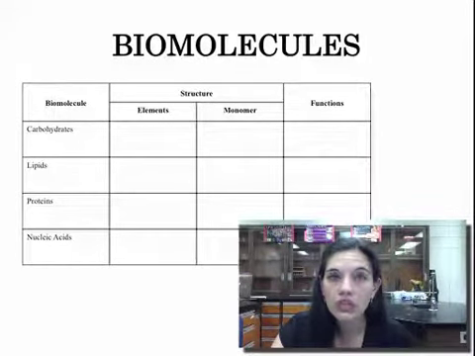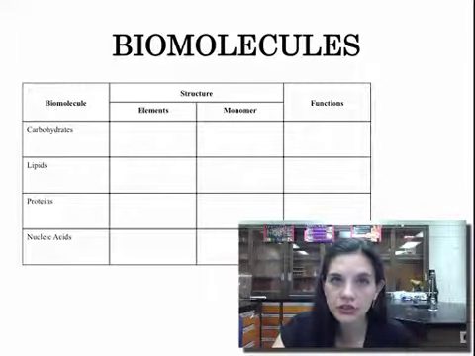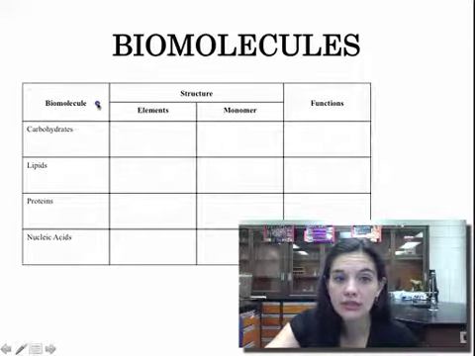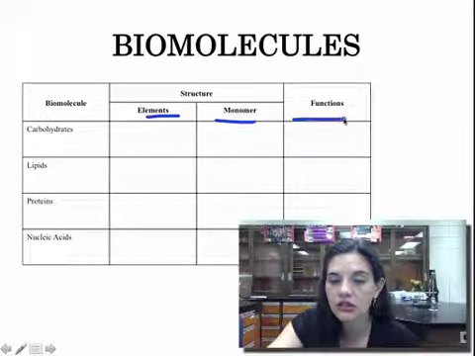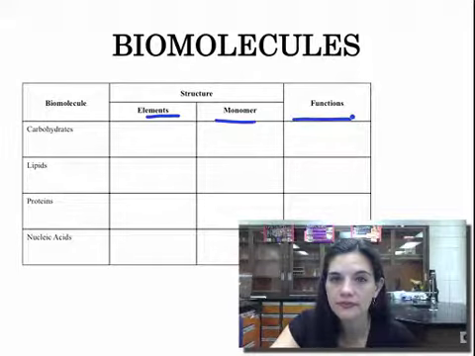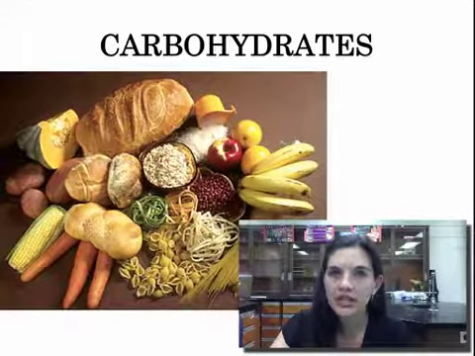As we go over each group, be sure to fill in the chart in your student guide. Make sure you note what elements the macromolecule is made of, its monomer, and then also its function. In other words, why is that biomolecule important? We will start with carbohydrates.